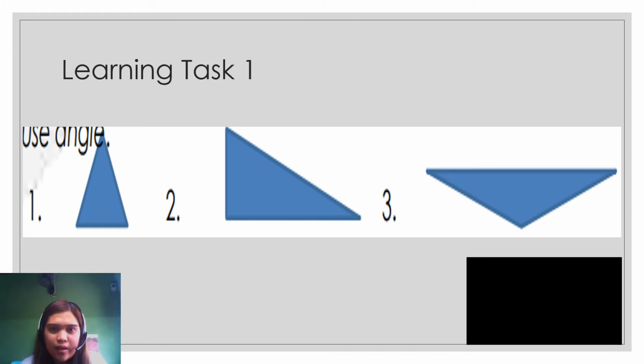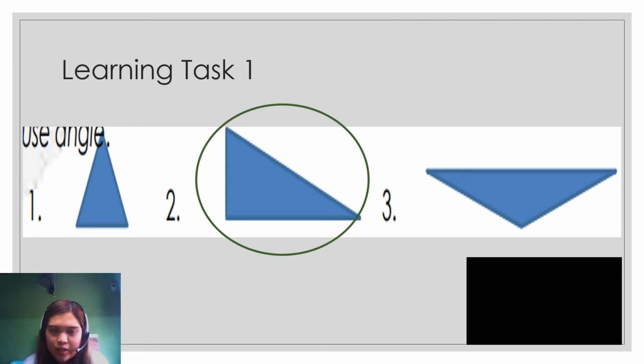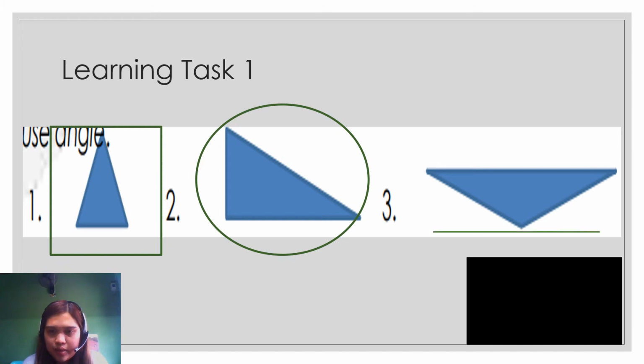Okay, so time's up. So let's see if your answers are correct. So which of the following is a right triangle? So you will encircle the triangle that is right. Okay, so that is number 2. How about acute triangle? So box the one with acute angle. Okay, so that is number 1. And last, draw a line under the figure if it is an obtuse angle. So that is number 3.